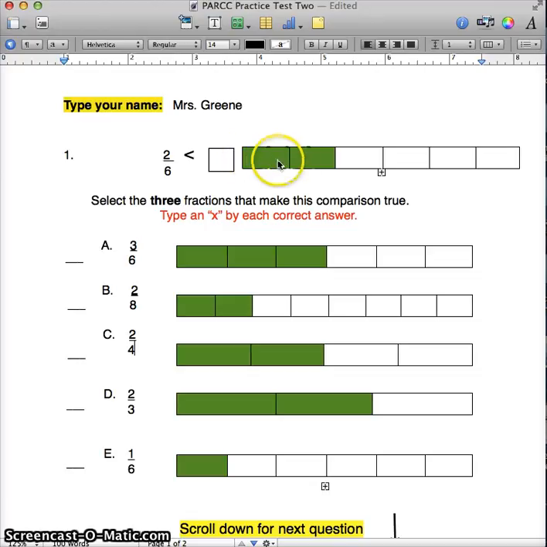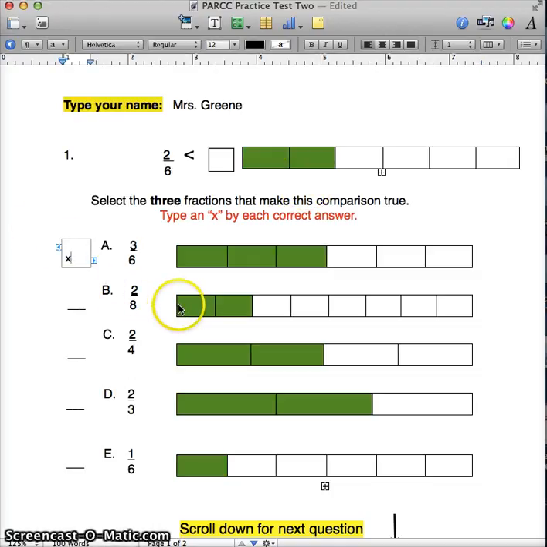So first of all, I'm going to see what 2 parts of 6 looks like. So I make my fraction bar. I split it into 6 parts, 1, 2, 3, 4, 5, 6, and I shade 2 of them. There's my 2 parts of 6. Now my job, I need to find 3 fractions down here that are greater than this. So I start with 3 parts of 6. This one was easy for a lot of you because you could see, since the denominators were the same, that 3 parts of 6 was going to be more than 2 parts of 6. And sure enough, 3 parts of 6 is greater. So my first X goes there.